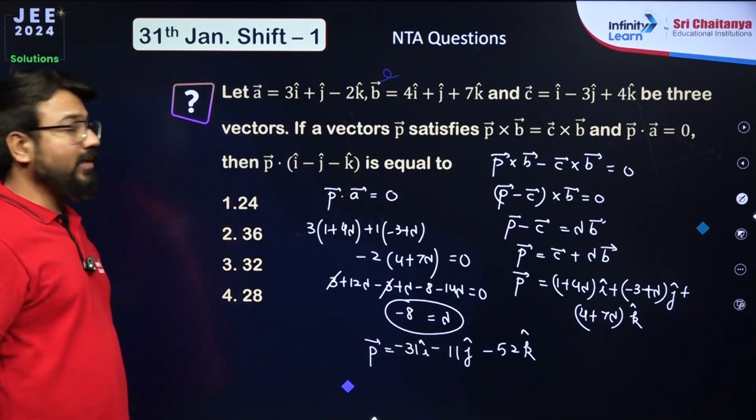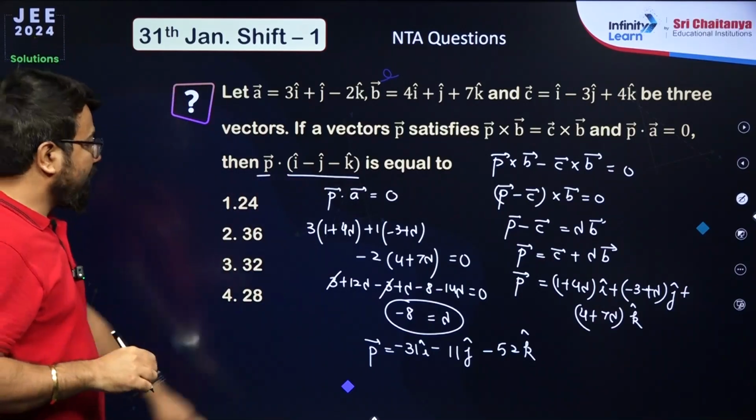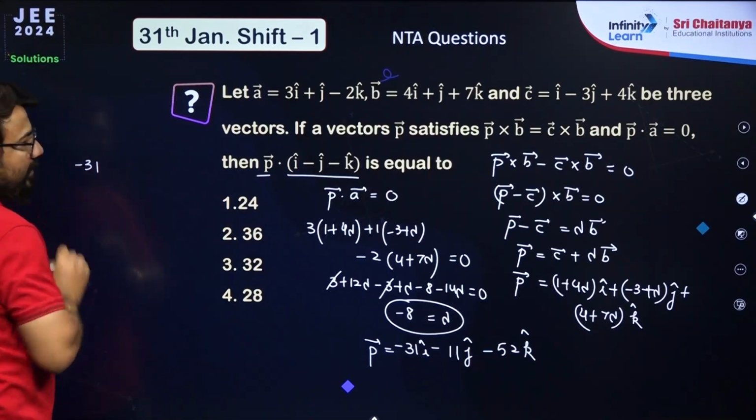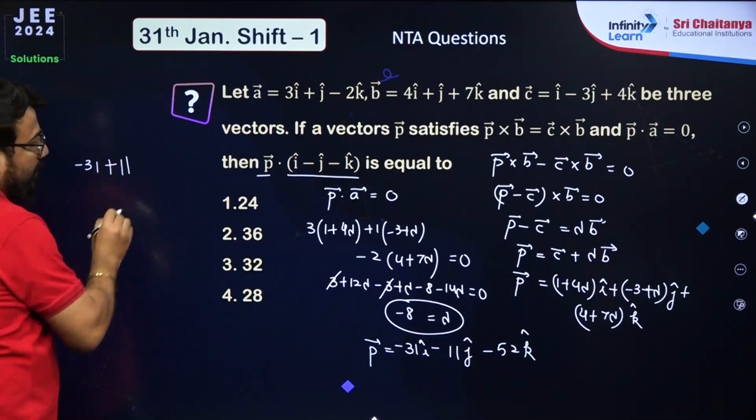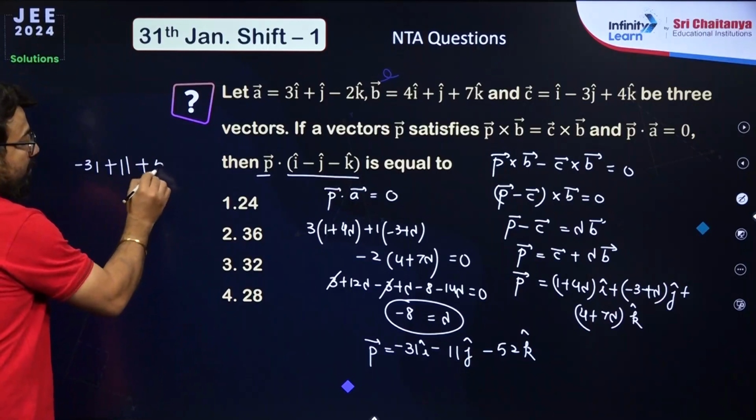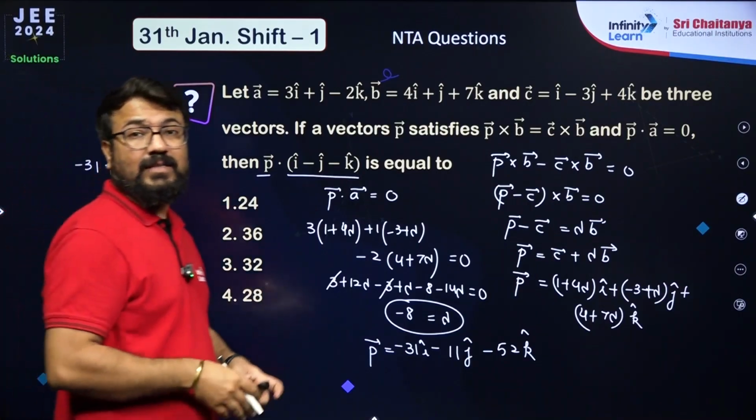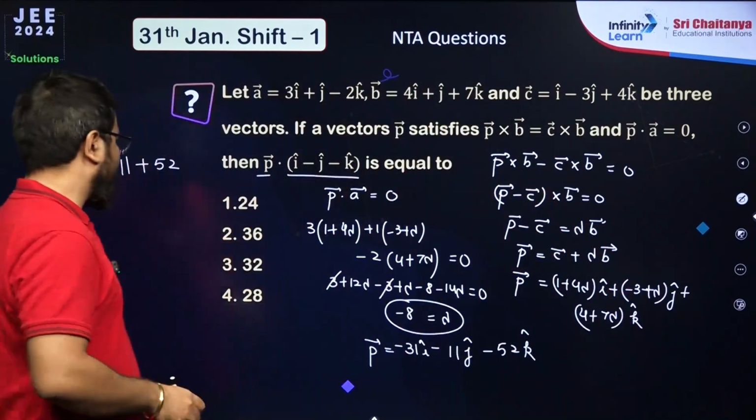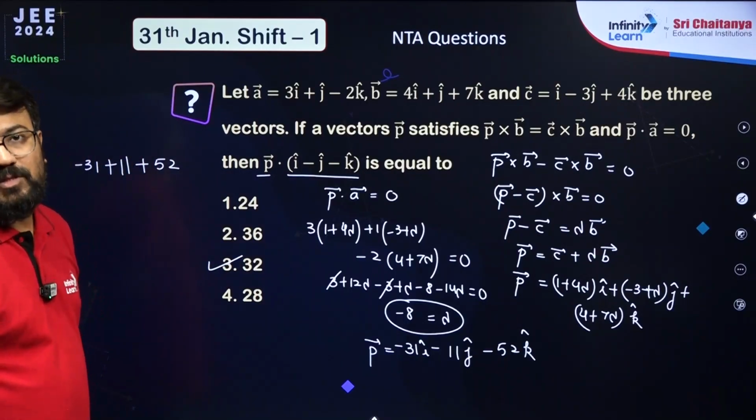Now what they have told us is to take the P vector dot with i minus j minus k. So it will be minus 31 into 1, then minus 11 into minus 1, and then minus 52 into minus 1. So 52 plus 11, it will be 63. 63, if it is subtracted from 31, that will be 32. So the answer to this question should be 32, that is the third option. I hope you understood how we got the answer to this problem.